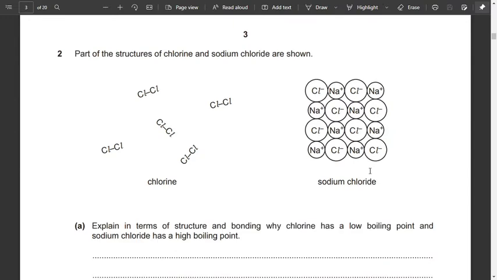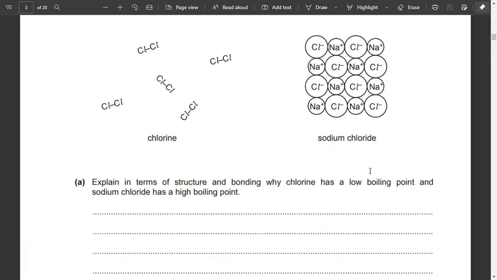Part of the structures of chlorine and sodium chloride are shown. Explain in terms of structure and bonding why chlorine has a low boiling point and sodium chloride has a higher boiling point. Okay, so as we can see, the structures are given to us. This is the chlorine structure and this is sodium chloride. Chlorine is a gas and sodium chloride is a salt, which is a solid.